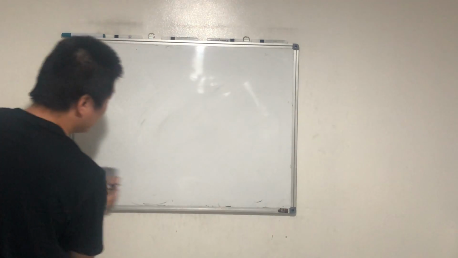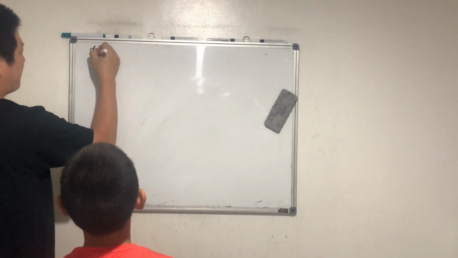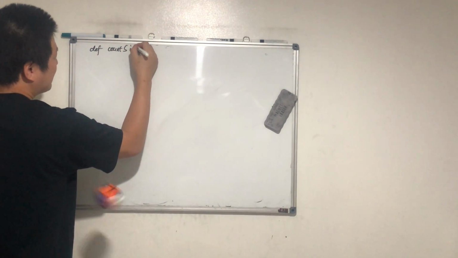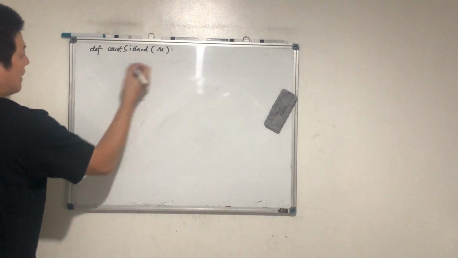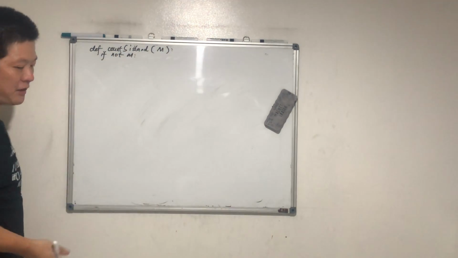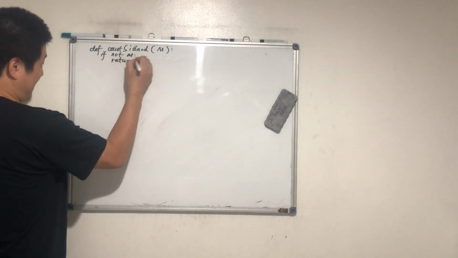Okay, I'm going to write it here because it's a bit long. So, depth first search, count surround the island. If not matrix, if the given matrix is empty, we return how many? Zero, because there's nothing here.